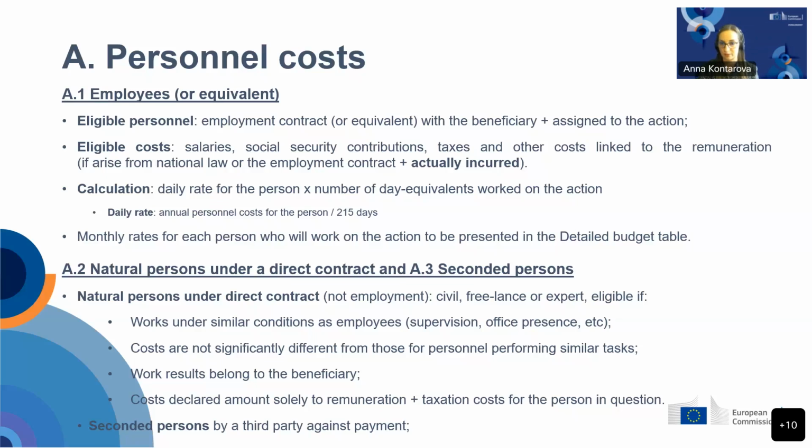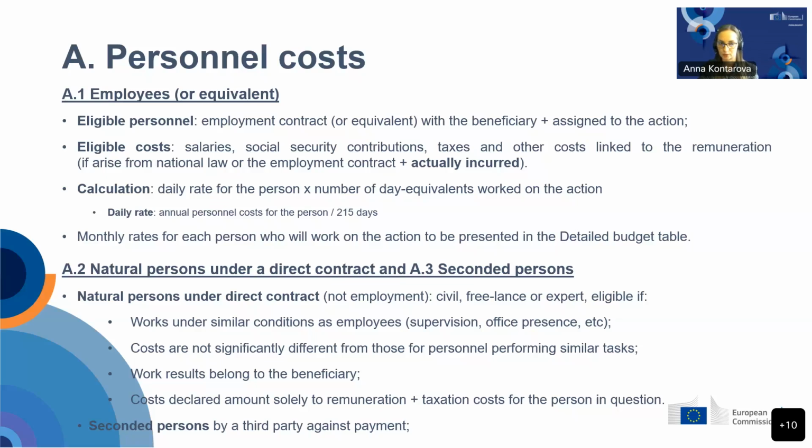For the calculation method, you can see that it is a daily rate for the person multiplied by the number of day equivalents worked on the action. And this number of day equivalents worked on the action, you will know from the timesheets, which the person submits, and they are signed. And the daily rate is the line below. You calculate it as annual personnel cost for the person divided by 215 days.